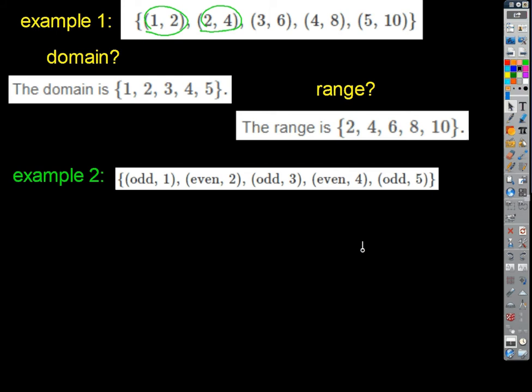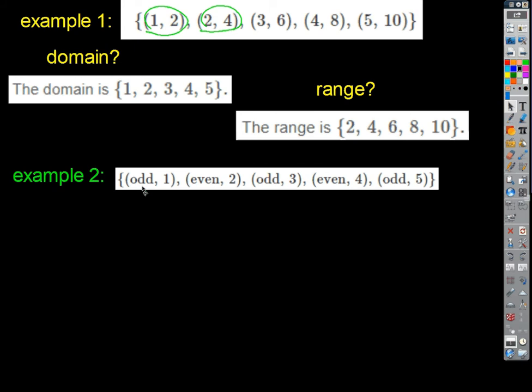Okay, what about that? That looks a little weird. How many elements are in that set? 5. Okay. Good. So let's look at the first element. The first element is a weird-looking ordered pair. What do you suppose that means?